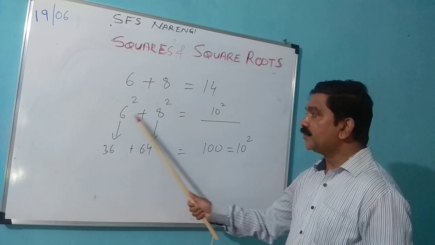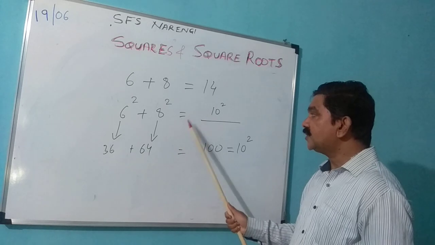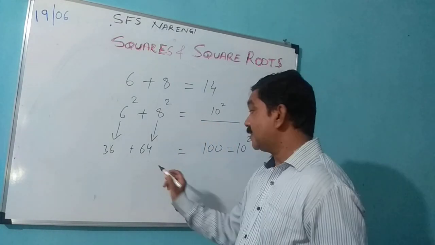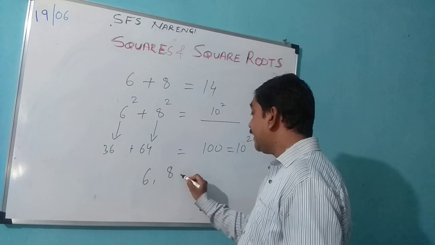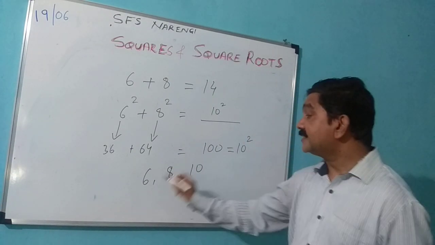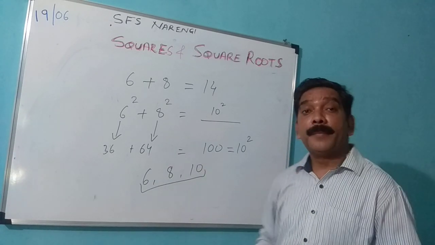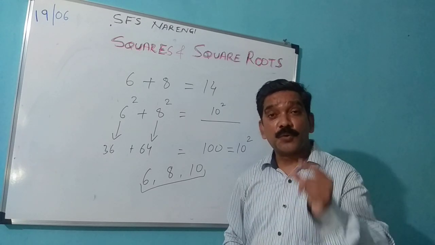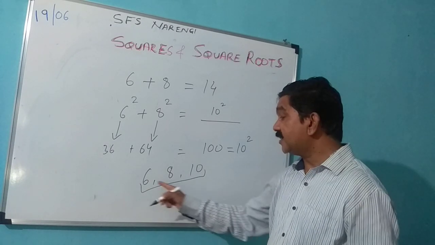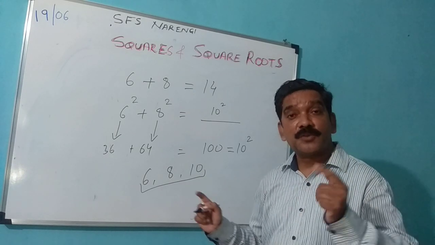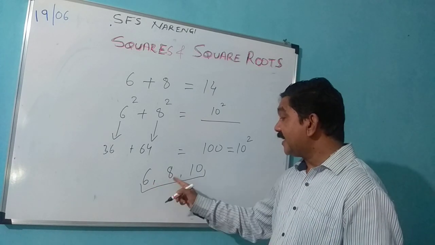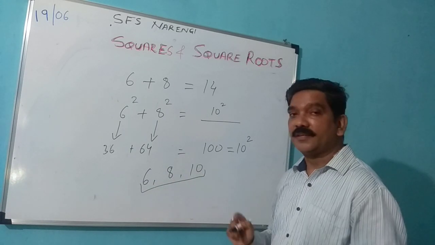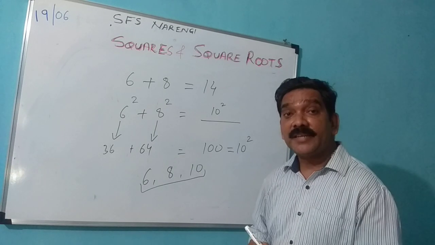36 is nothing but 6 square, 64 is 8 square, which is equal to 10 square. Clear? Now, what we understand is there are three numbers, 6, 8 and 10. These are called members. Also you can say that these are called Pythagorean triplets. Why triplets? Because there are three numbers here. So Pythagorean triplet 6, 8, 10. Square of 6 plus square of 8 will give you 10 square. Therefore they are called Pythagorean triplet.